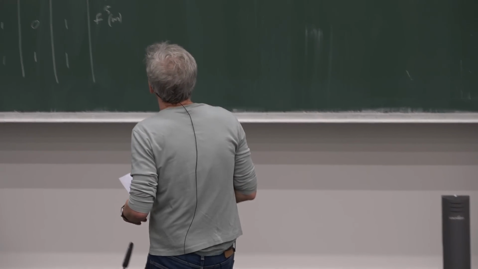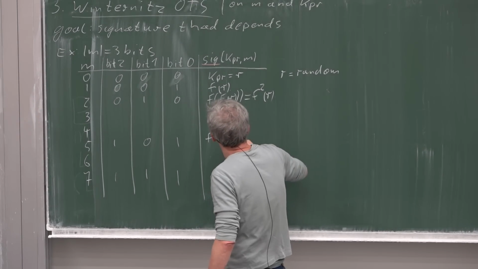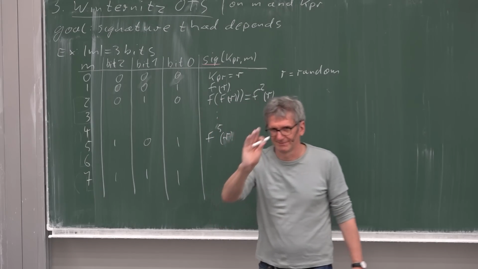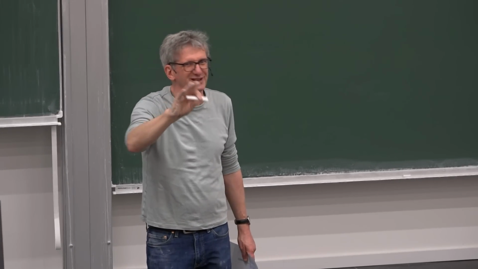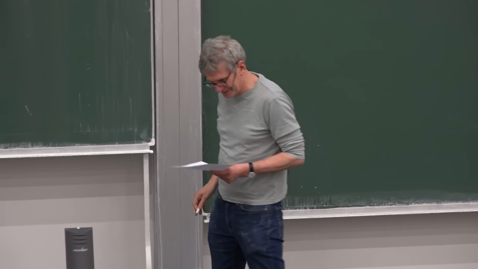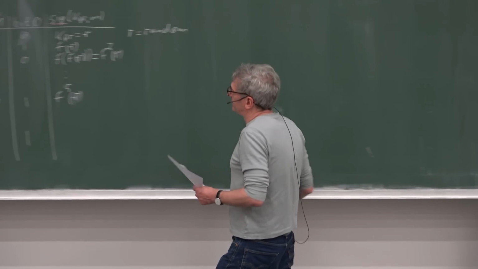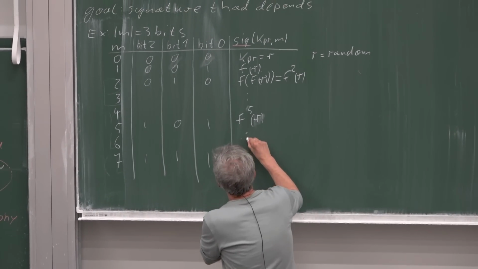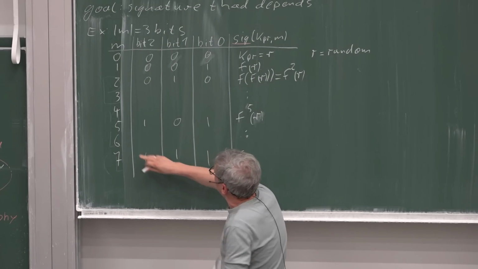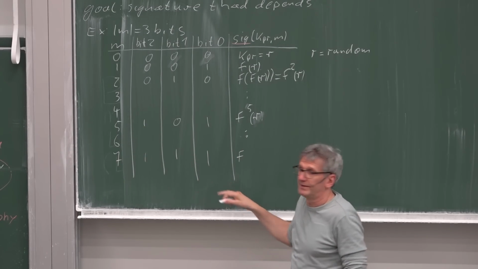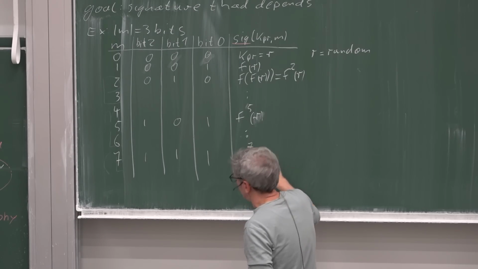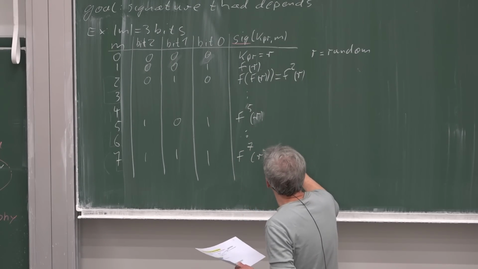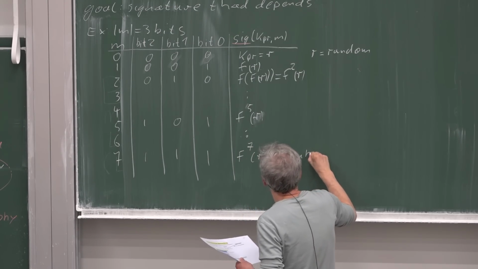Feel free to correct me anytime. I'm good at making mistakes. And then in the last one, if the message happens to be 111, you hash 7 times of R. And this also is public.